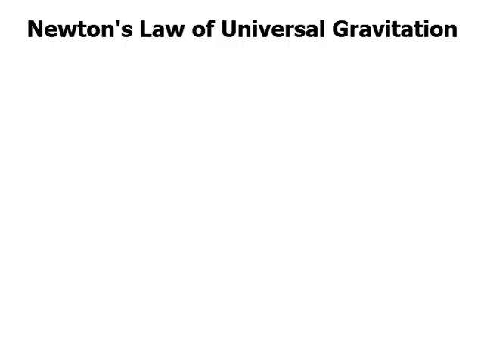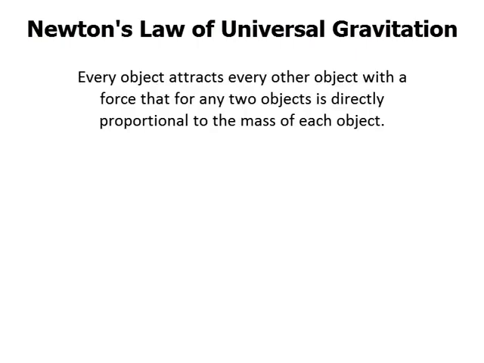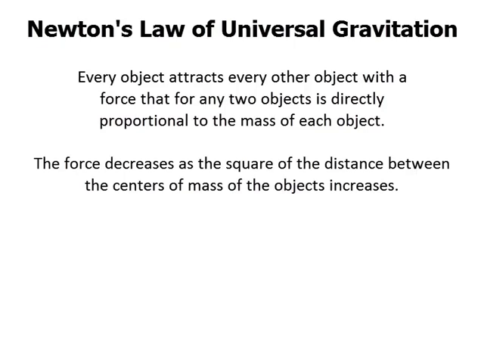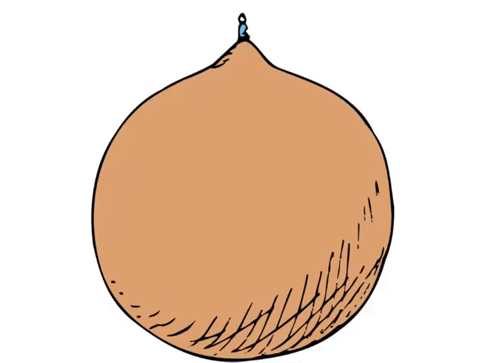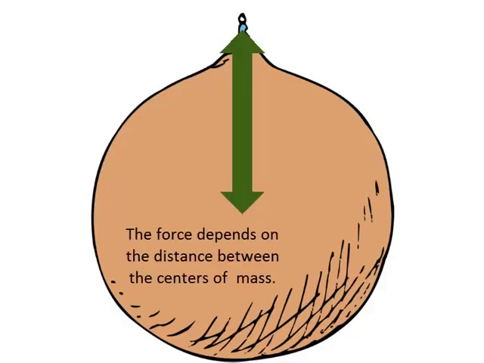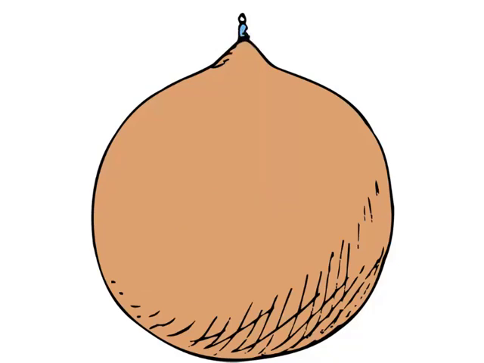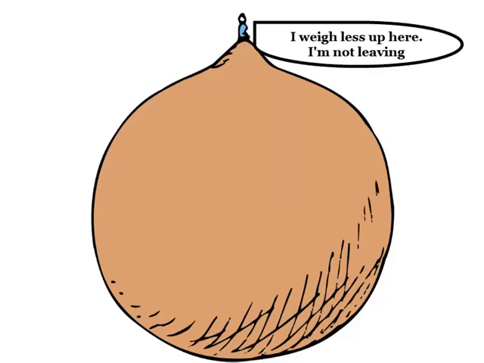Newton's law of universal gravitation states that every object attracts every other object with a force that for any two objects is directly proportional to the mass of each object. Newton deduced that the force decreases as the square of the distance between the centers of mass of the objects increases. The force of gravity between objects depends on the distance between their centers of mass.